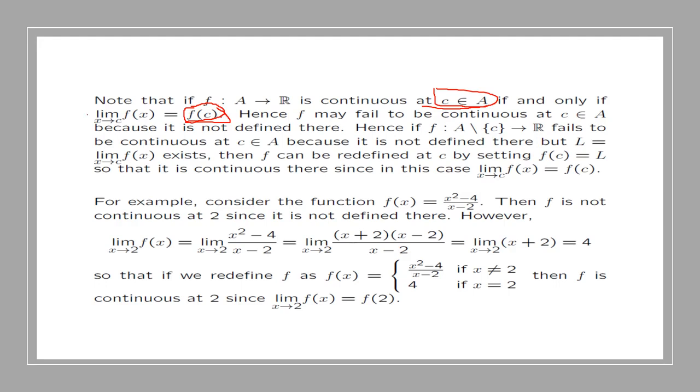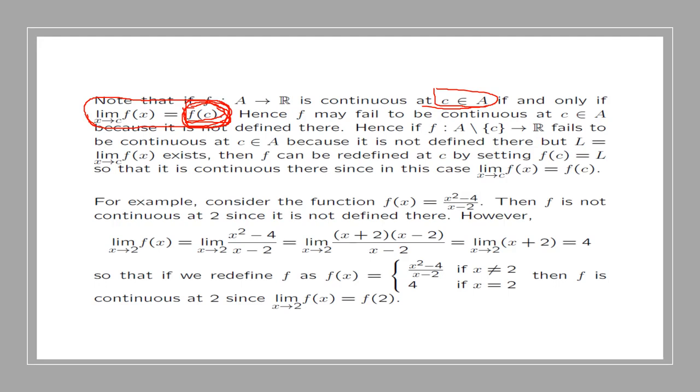If C is a cluster point of A and C is inside A, then f is continuous at C if and only if the limit as x goes to C of f of x is equal to f of C. So a function may fail to be continuous at a point C because f of C does not exist, because f is not defined at C.